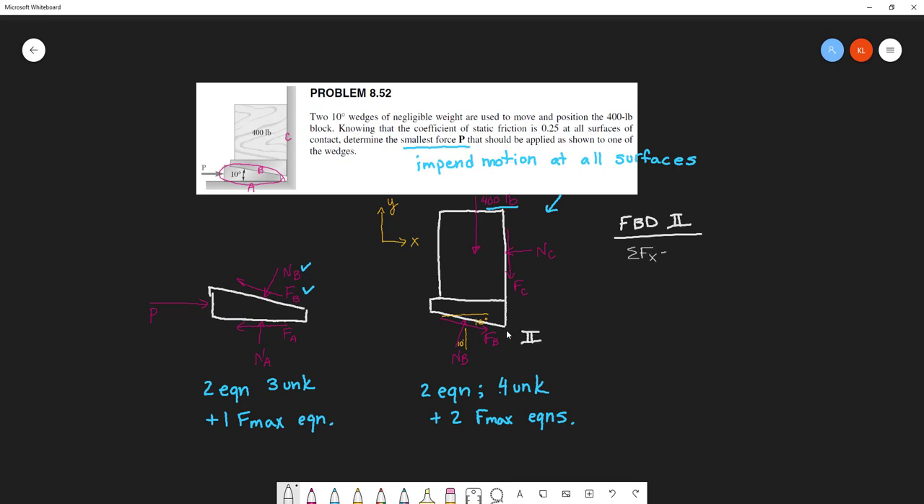Sum of the forces in x equals 0. So we've got the normal force at B, sine of 10, plus, these are both pushing to the right, FB cosine of 10, minus the normal force at C. That all equals 0. I also have the force at B, which is max, it's slipping, impending motion, equals the coefficient of friction, which is 0.25, times the normal force at B. So there's two equations, three unknowns.